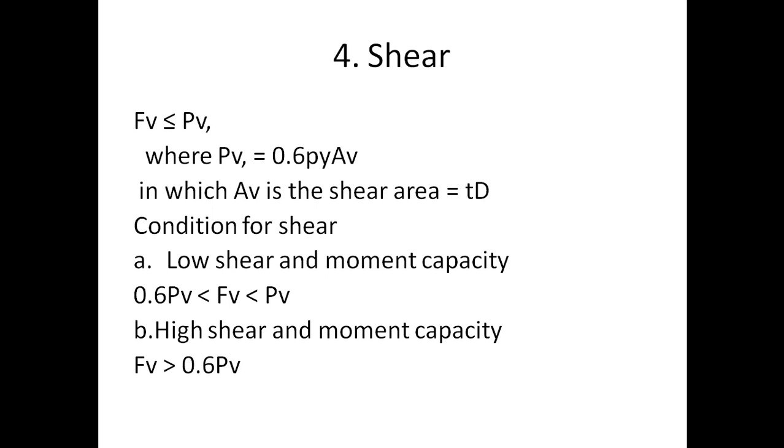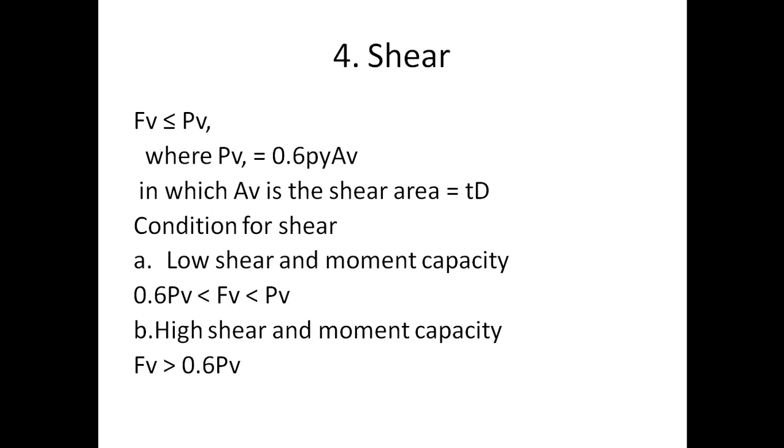So you can calculate, but there are conditions necessary for design of shear to know whether you are going to use low shear moment capacity or high shear moment capacity. For you to have a low shear moment capacity, your 0.6 PV should be greater than your shear load, and your shear load should be less than what? Your PV, which is the shear capacity.